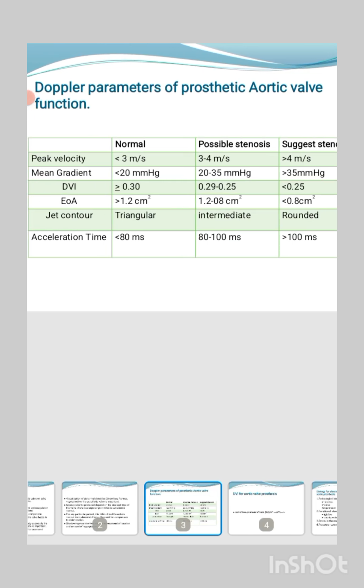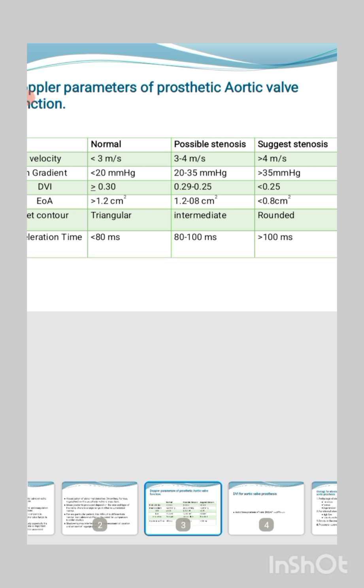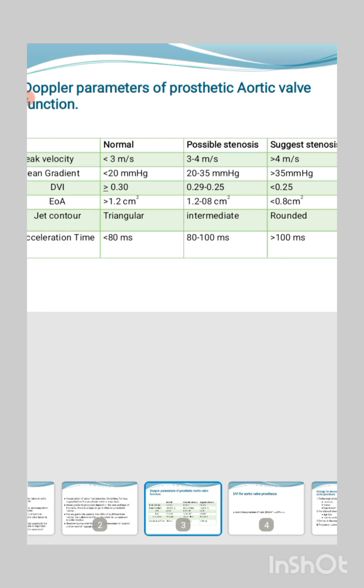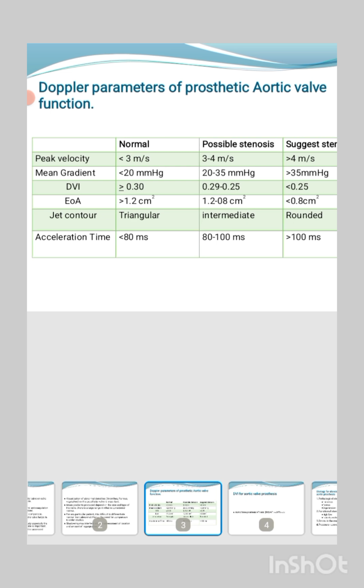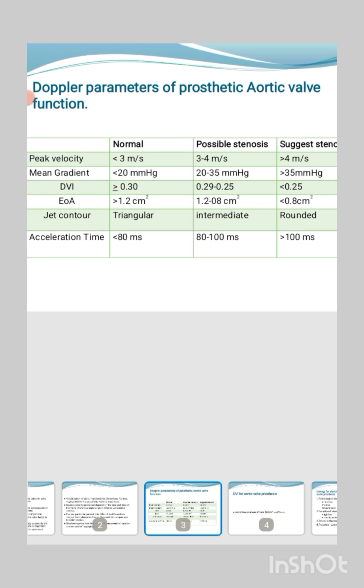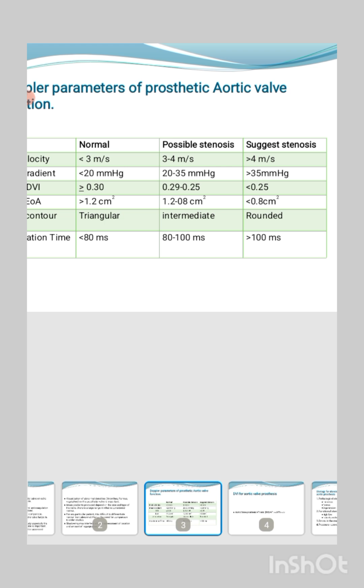Jet contour: if there is a triangular jet, this will be normal. If it is intermediate, there will be possible stenosis, and if the jet contour is rounded, then this is suggestive of stenosis. Acceleration time less than 80 millisecond is normal, 80 to 100 millisecond is possible stenosis, and greater than 100 millisecond is suggestive of stenosis.